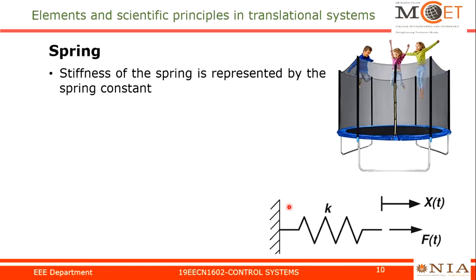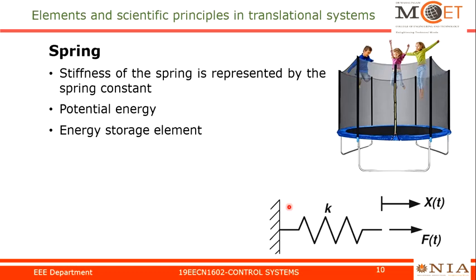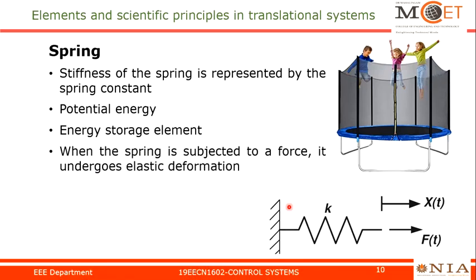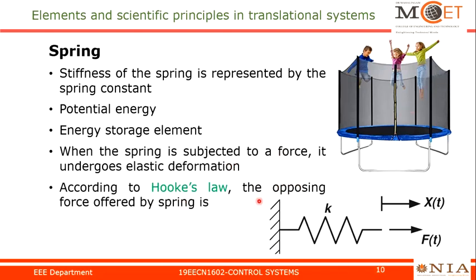So next, the second element is spring. Stiffness of spring is represented by the spring constant K. It gives the potential energy, and it is also an energy storage element like mass. When the spring is subjected to a force, it undergoes elastic deformation. See the example picture. This is spring. When it is subjected to a force, it undergoes elastic deformation. Here Hooke's law is used for finding the opposing force offered by the spring.